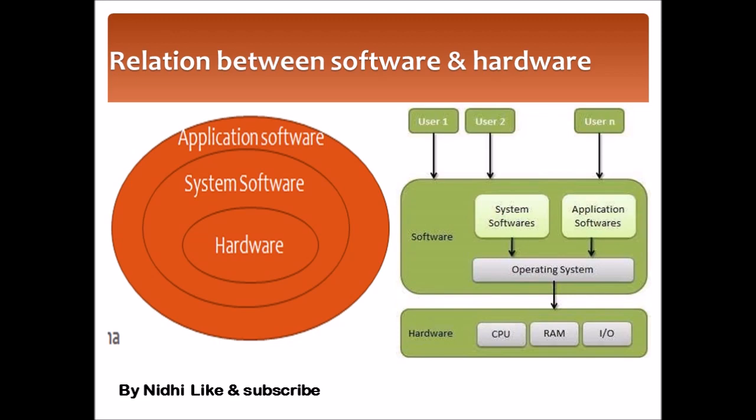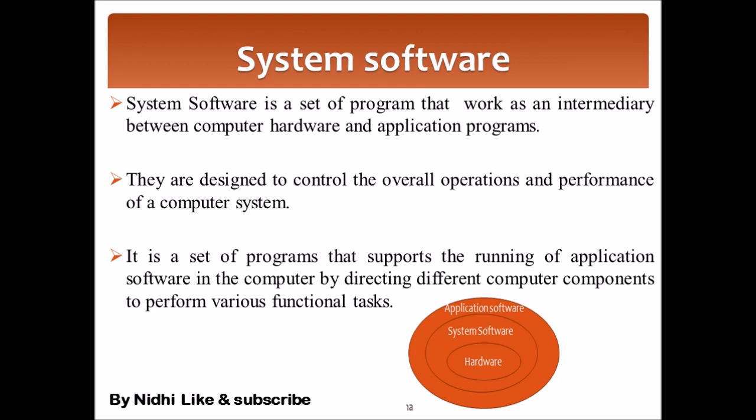Now we will talk about system software. System software is a set of programs that work as an intermediary between computer hardware and application programs, as we have seen in the diagram showing the relationship between hardware and software. You can say it works as a mediator between hardware and application software.